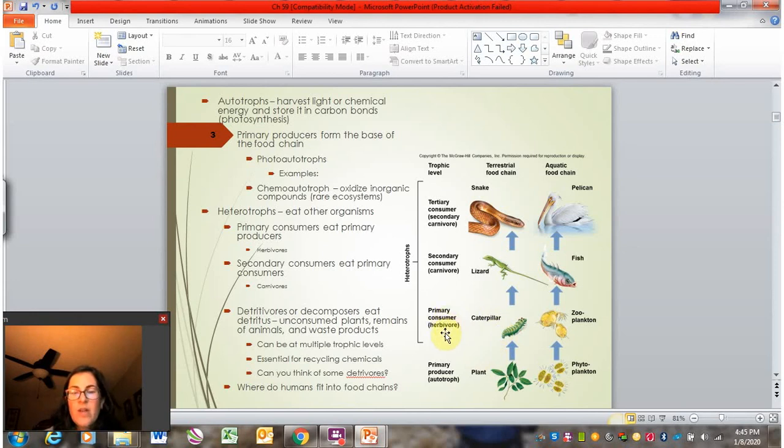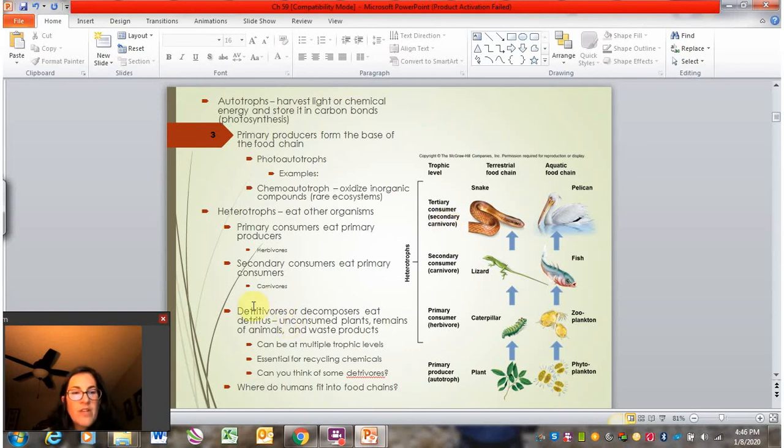These are also a lot of times called herbivores, so they eat plants. A secondary consumer is a carnivore. It's at the next level, eating the herbivore. And then a tertiary consumer eats a carnivore, another carnivore, so it's at that next level.